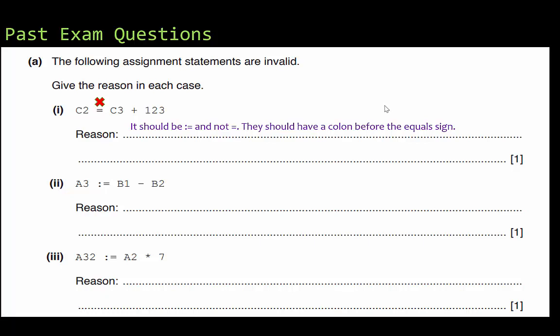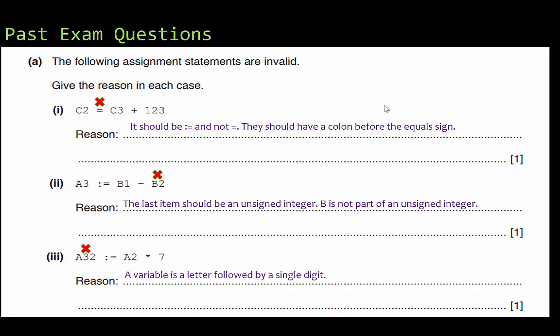Looking at the next one, we have a problem with B2. The last item should be an unsigned integer. B is not part of an unsigned integer. An unsigned integer consists of a digit, not a letter. And the last one, the very first item, A32. A variable is a letter followed by a single digit. The reason it's followed by a single digit is because when you look at variable, it doesn't call itself again. So it doesn't allow for multiple digits.